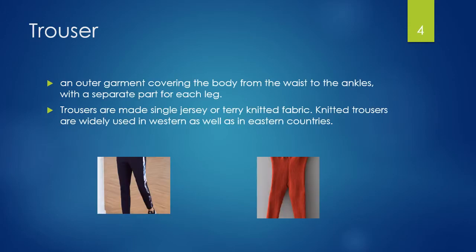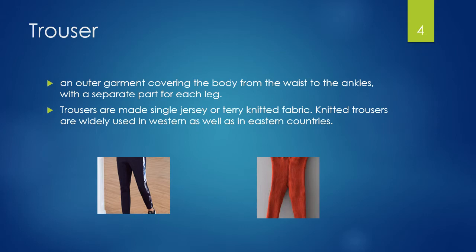First of all, the very first line is the definition of the trouser: an outer garment covering the body from the waist to the ankles with a separate part for each leg. Basically, trousers are famous in Asian countries as well as in Western countries. There are many reasons why trousers are mostly used all over the world. Which structure is used for manufacturing of trousers, we discuss in the next slide.